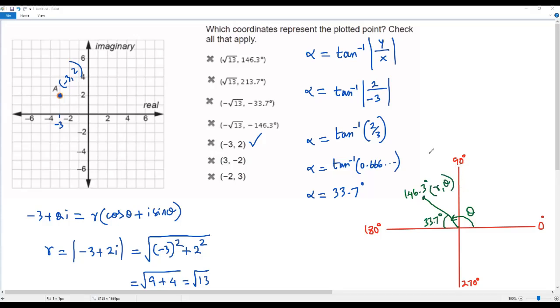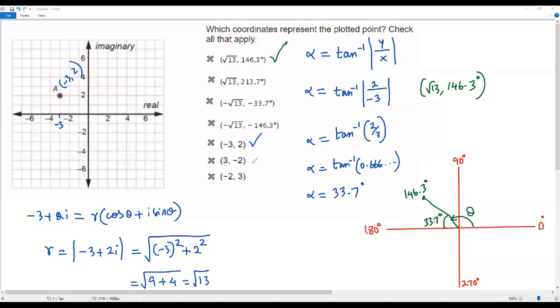So the polar form of this point can be written as r comma theta. R comma theta means what? R, we already know, is square root of 13. And what is theta? Theta is 146.3 degrees. So we find square root of 13 comma 146.3 degrees. So this is also correct.